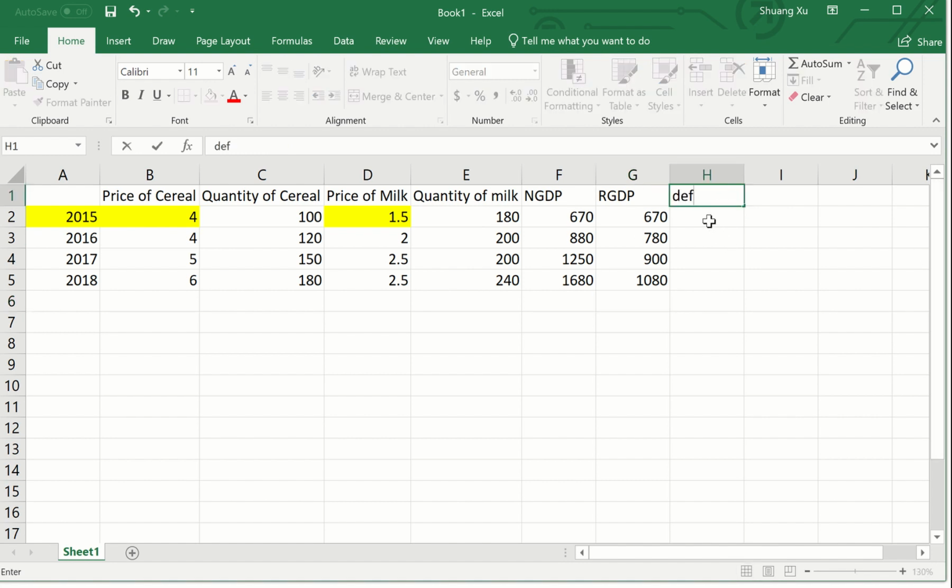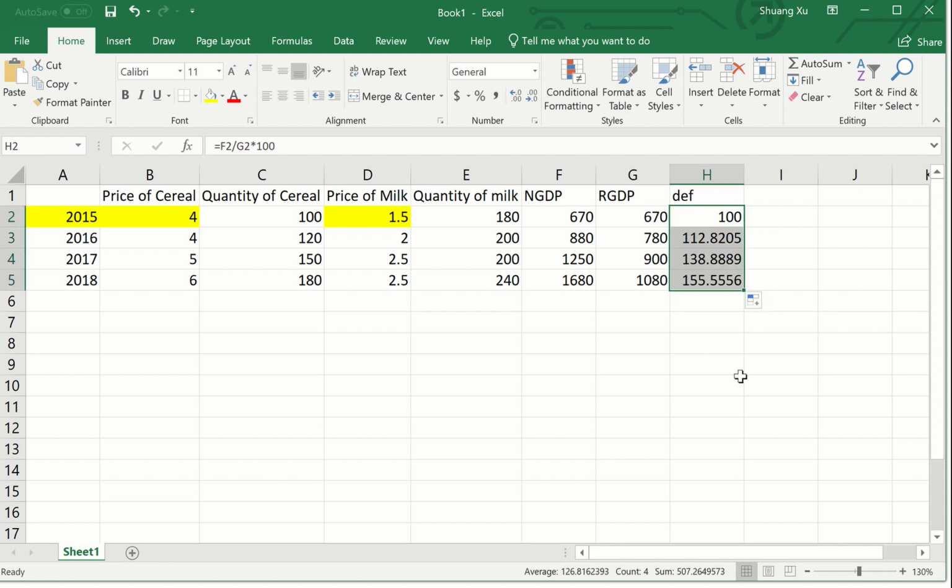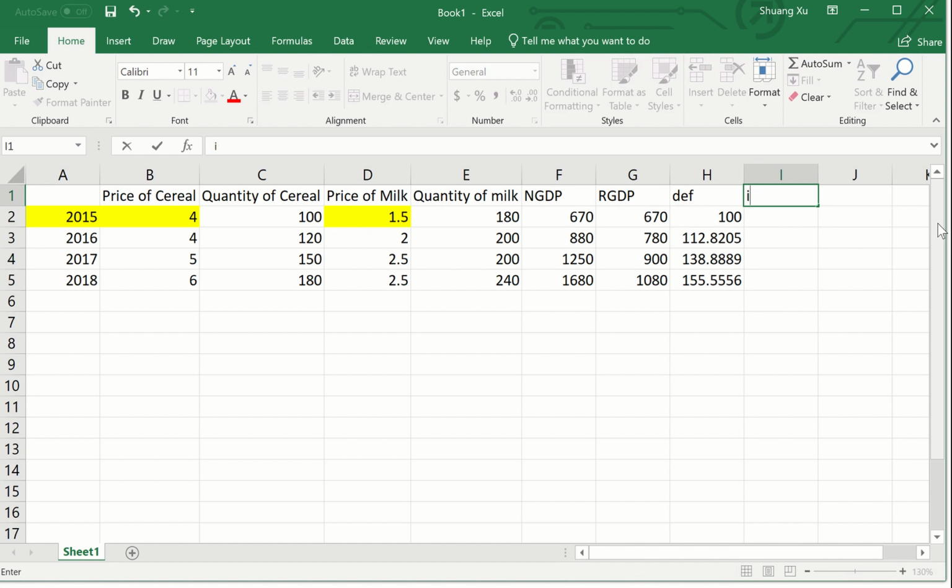All right, and then next step, we can find out what's our deflator. So for deflator, we're going to use your nominal GDP divided by real GDP times 100. So nominal divided by real times 100, and that's deflator. And do the same thing for every year after that, and that's all the deflators.